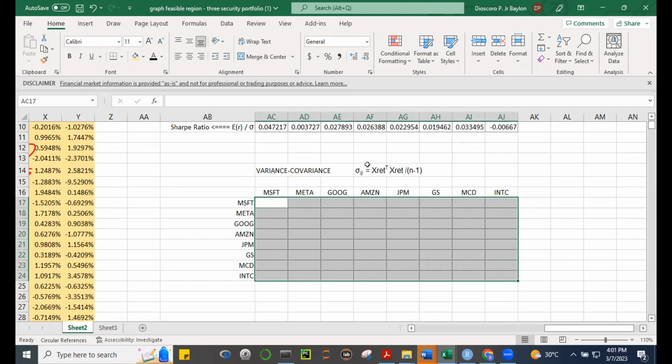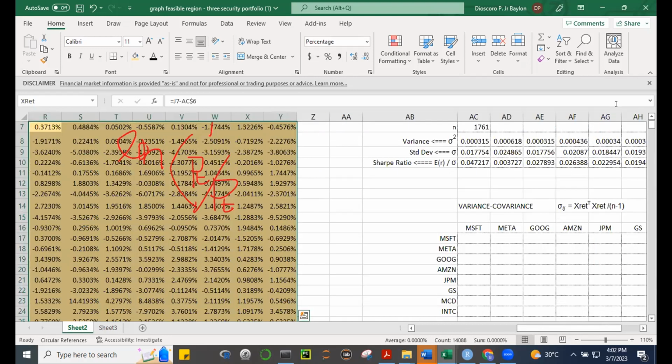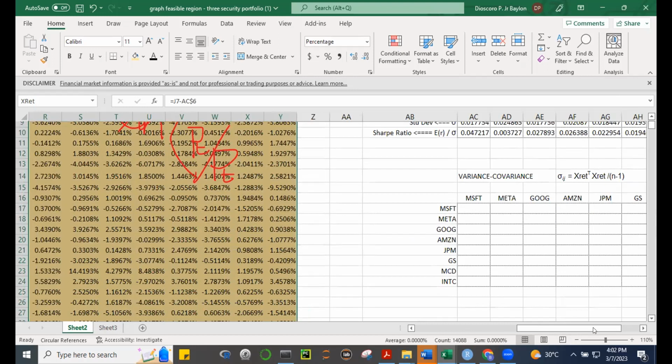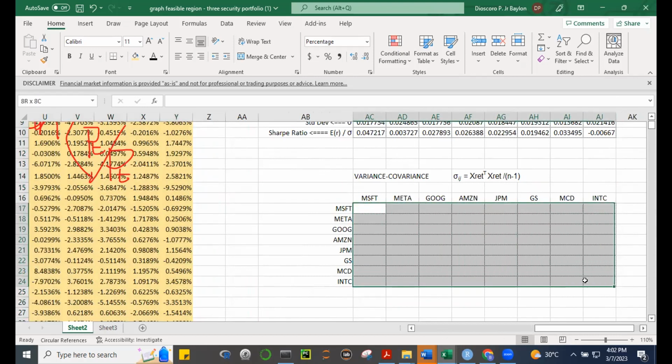We have our XRET, right? We have our XRET array. This is our XRET, right, class? This one. XRET is this one, the excess returns. So that's our XRET. So we're going to use that. This T is transpose. Okay, but I'll explain this more in greater detail next meeting. So let me just show you how this is done in Excel.